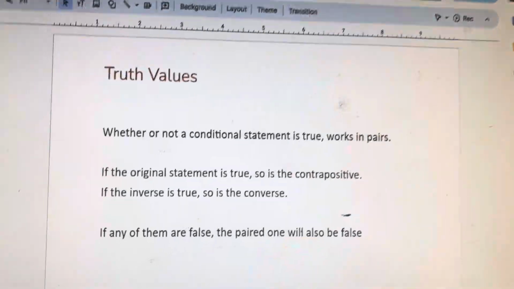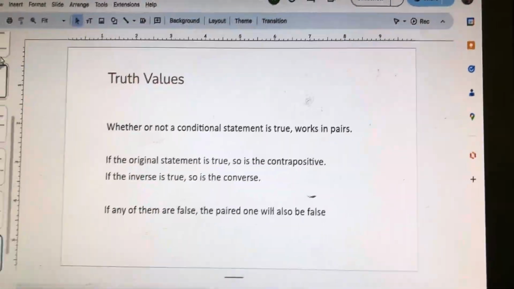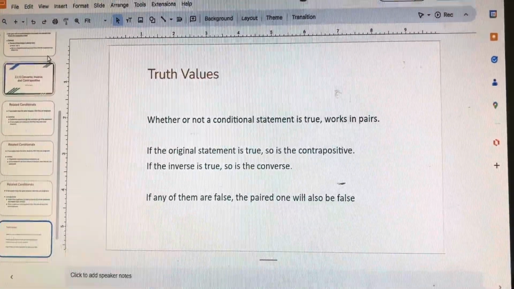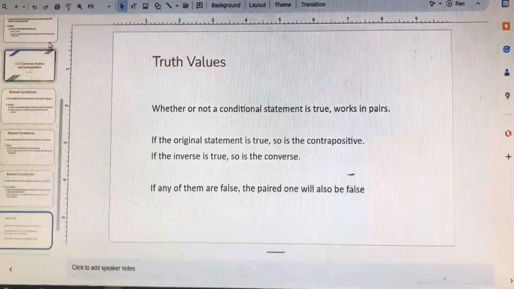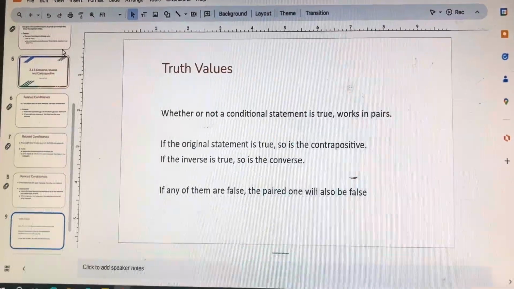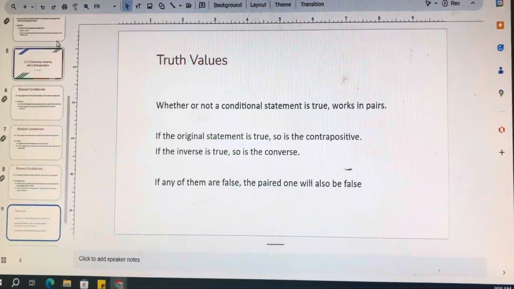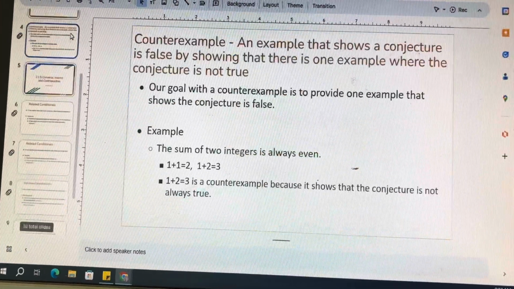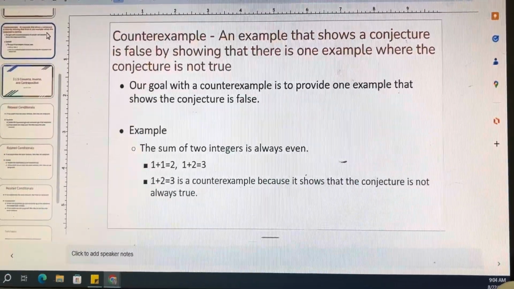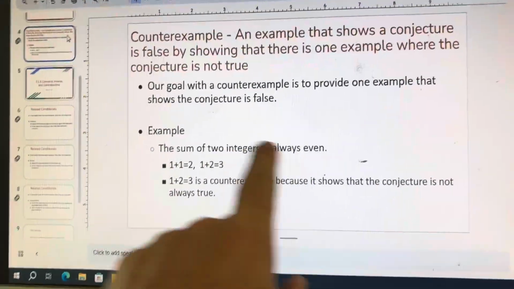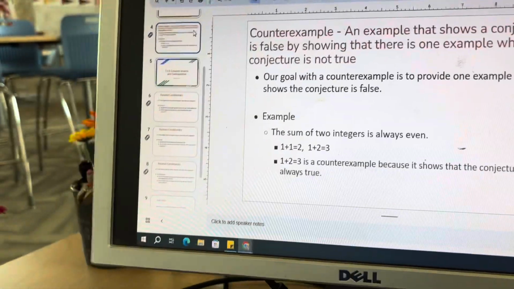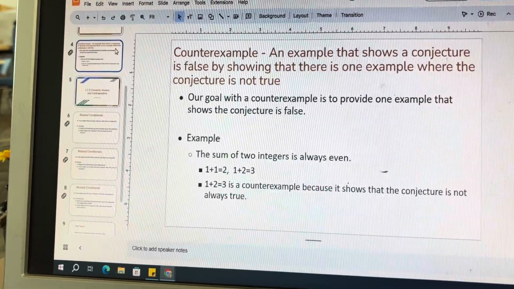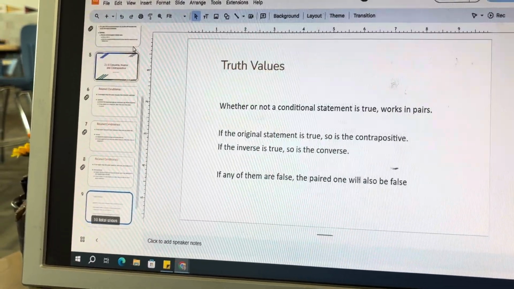Now, the last thing that we're adding on here is the set of truth values. Conditional statements can be true, they can be false. And when you do your assignment, you're going to need to write both kinds. Okay, so if we go back in the notes to where we had the example, that counterexample, we have a statement here that is false because it's not always true. It has to always be true for us to say that that statement is true, not just sometimes.